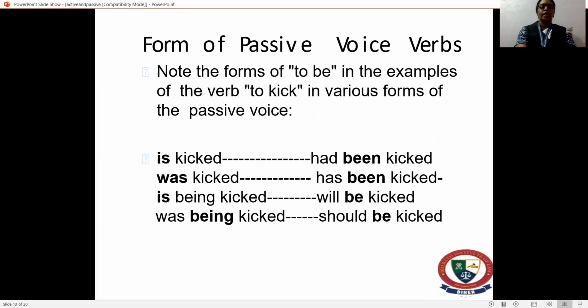Here in this slide, we can note the forms of to be in the examples, and I have used the root verb kick in the various forms of passive voice. So let us see those examples. Is kicked, was kicked, is being kicked, was being kicked, had been kicked, has been kicked, will be kicked, and modal verb should be kicked.